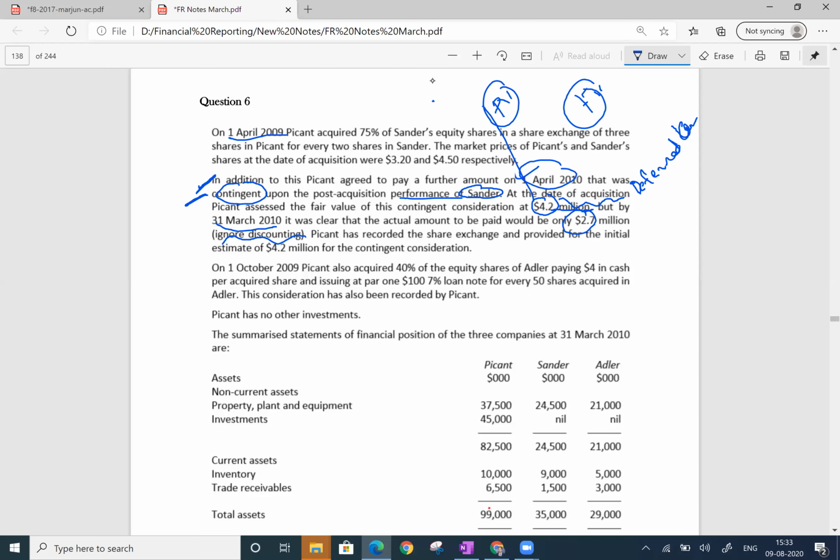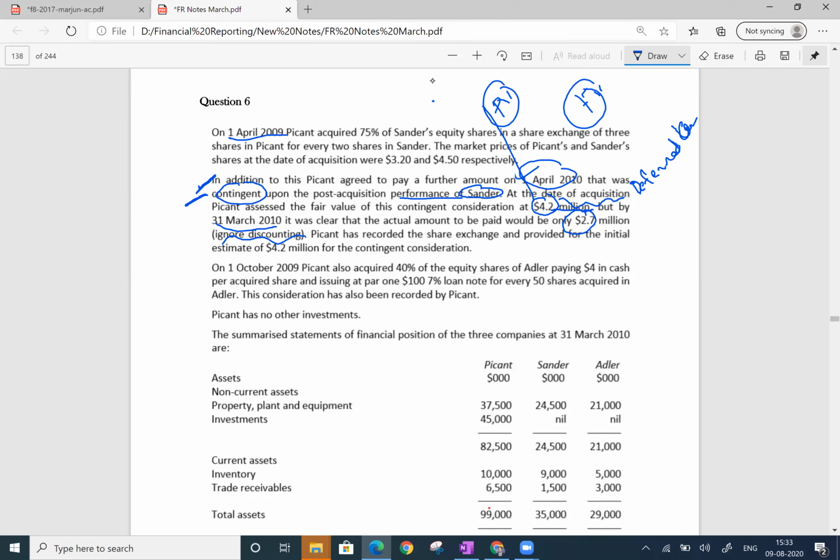Now let's look into this contingent consideration. It will also have 3 treatments, my dear students. Treatment number 1 we have already discussed: the present value of that contingent consideration. In this question, it is directly given, 4.2 million. Take it to working note number 3 as usual, like deferred consideration, purchase consideration at the date of acquisition. Along with share exchange, add this 4.2 million. Forget about unwinding of discount. They say that it's not there.